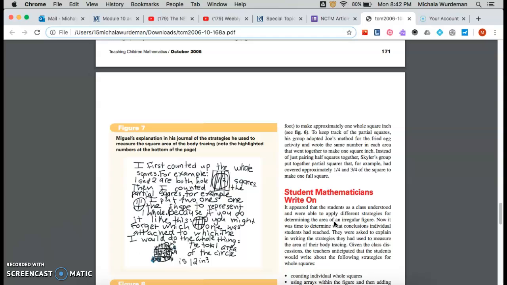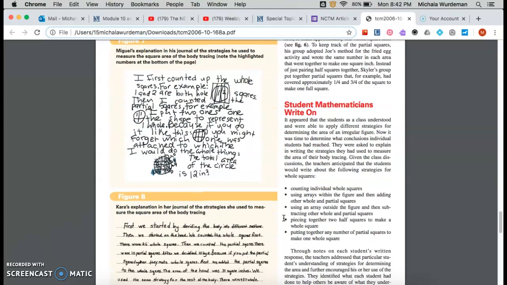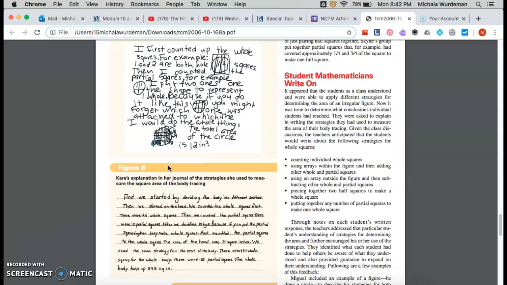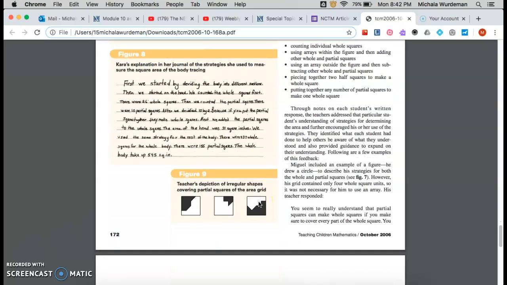But the main idea then, after they did all of that calculations, was to write down in a journal of the strategies they used, and the teacher was able to go back in there and figure out what students still need help on, or what they were confused about, or how they could help students better. And I liked some of their explanations because they were drawing pictures and trying to explain that way of what they did to find the area of the irregular shapes. I really liked this article.